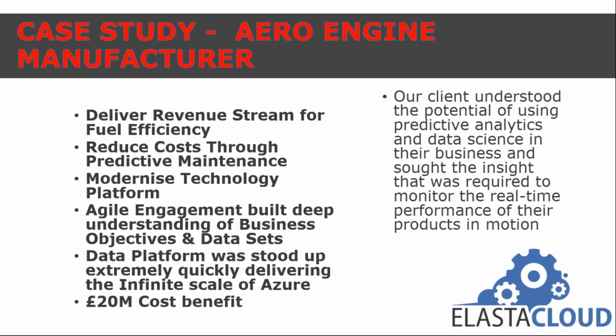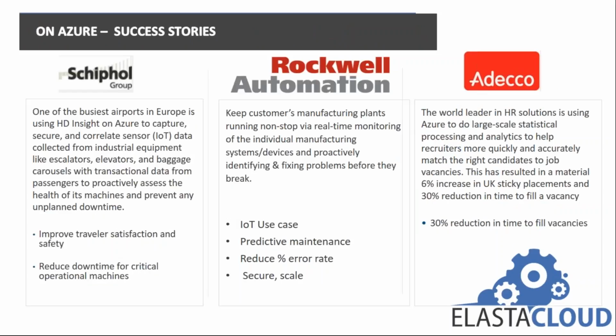Okay, some other major success stories in Azure. First two, as you can see, Schiphol Airport and Rockwell Automation. They're very much what we call IoT, i.e. Internet of Things. They have many devices connected to the Internet, and the data is all sitting within Azure, and then analytics are being run over that data. So with Schiphol Airport, they've managed to reduce the downtime for all the critical operational machines, so all the baggage handling equipment and other items they've got within the airports. Same with Rockwell Automation.